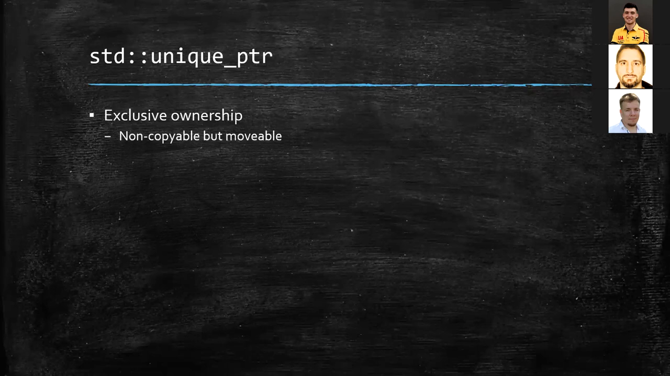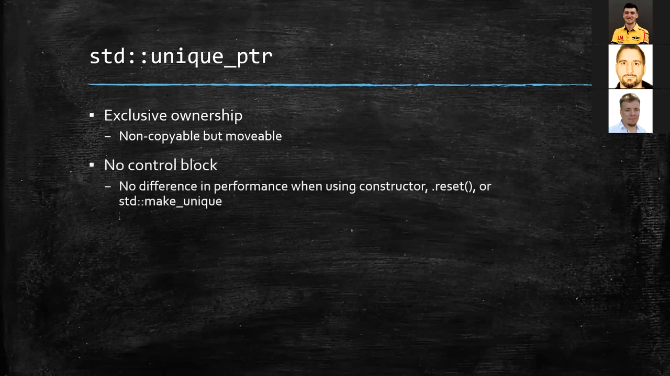The last construct is the std::unique_ptr. In contrast to std::shared_ptr, the unique pointer has an exclusive ownership of the underlying pointer. With that in mind, the std::unique_ptr cannot be copied, but can be moved. So with the exclusive ownership, the unique pointer does not need a control block. Thus, there is no performance difference if we use the constructor, the reset function, or the std::make_unique global function. This time, the std::make_unique will be preferred in almost every single case, as it will prevent us from double initialization.